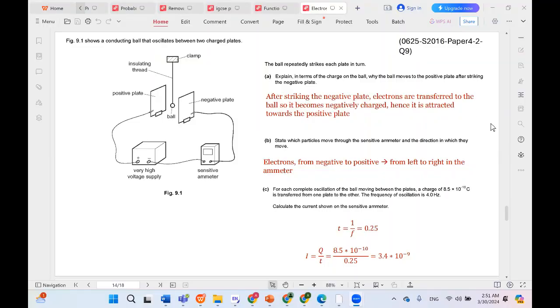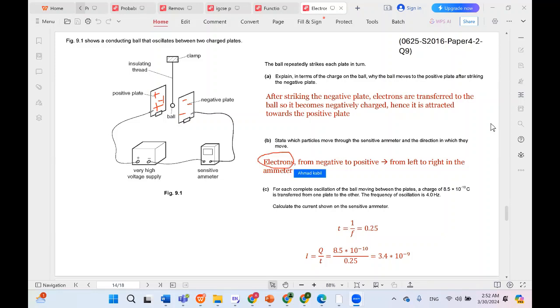In question B, we are told, state which particles move through the sensitive emitter and the direction in which they move. So we have positive charges here, and you should know that positive charges are heavy, while negative charges are light. So definitely the charges that move are the negative charges or the electrons.